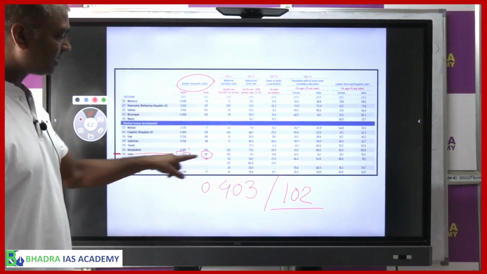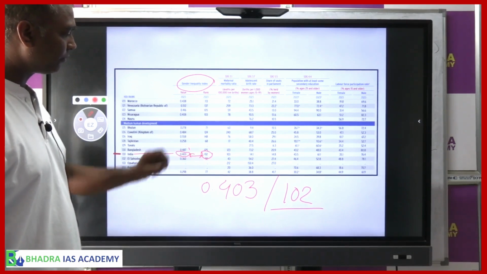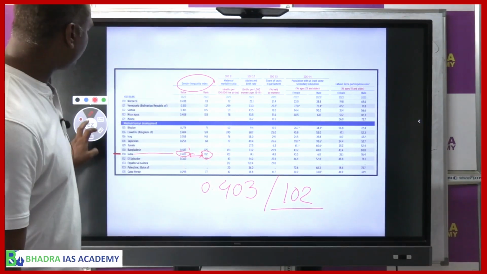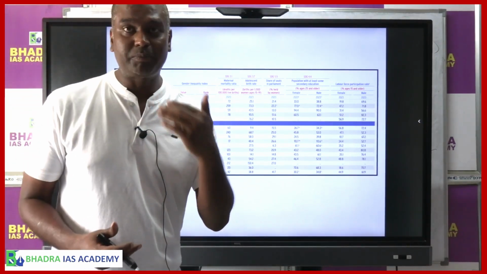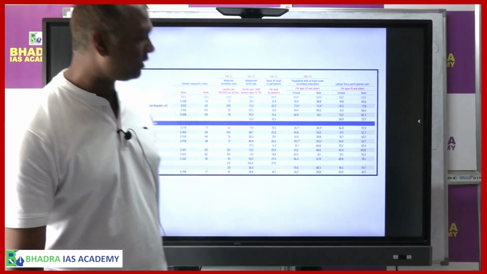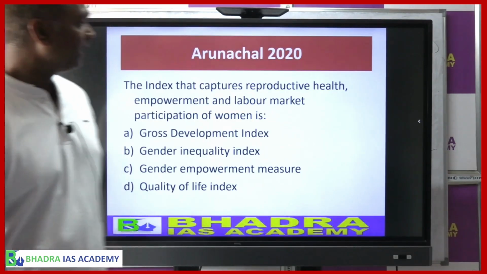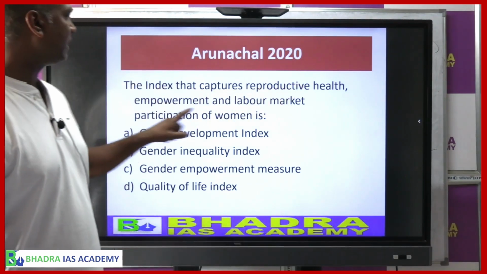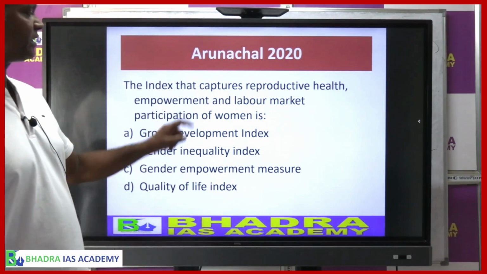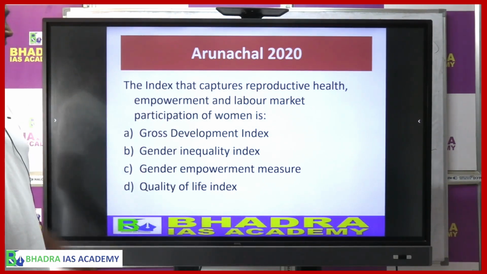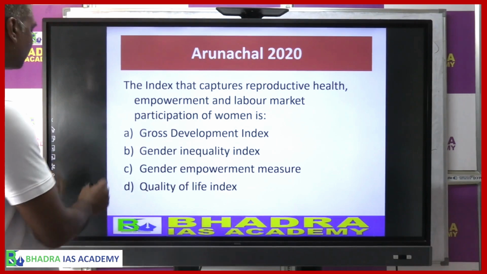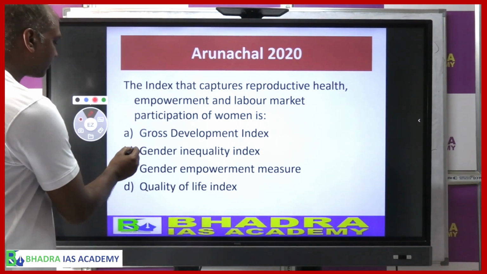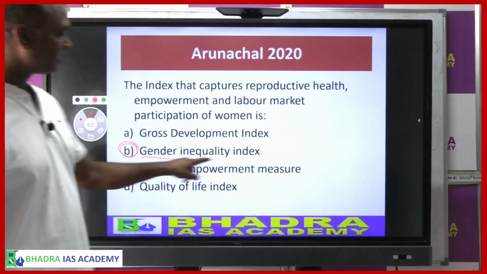So these things are very important from the exam point of view. Just keep that in mind while you prepare. This is the topic on which questions are asked in prelims, so prepare well: human and gender development. For example, in Arunachal they asked: the index that captures reproductive health, empowerment, and labor market participation of women is called what? It is called the gender inequality index. So the answer should be B, gender inequality index.